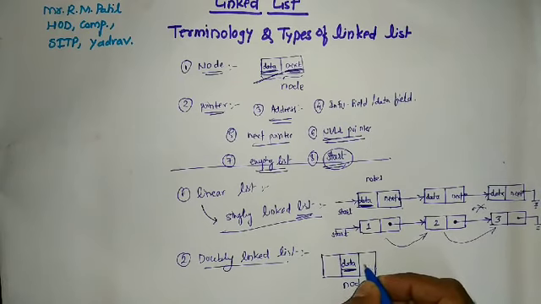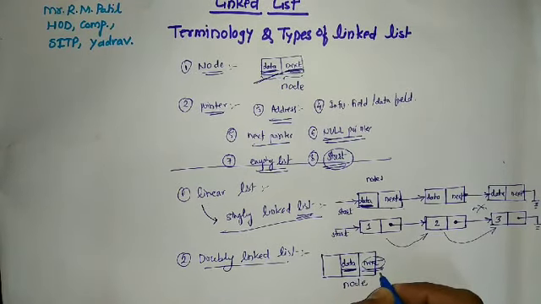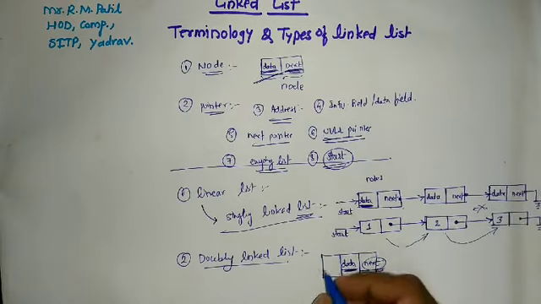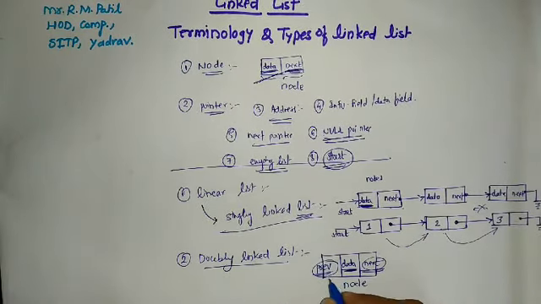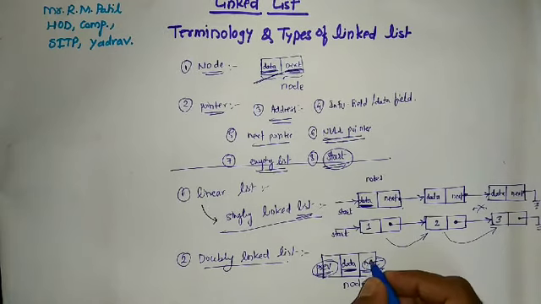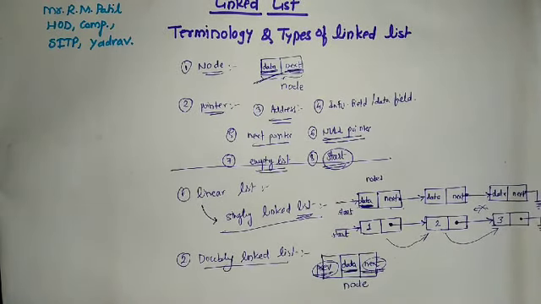On the right side, this field is called the next pointer. Here the address of the next node is stored. And on the left side one more field is available, which we call the previous field. Here the address of the previous node is stored. So by using the next and previous pointers, we can move forward as well as backward, which is not possible in a singly linked list.